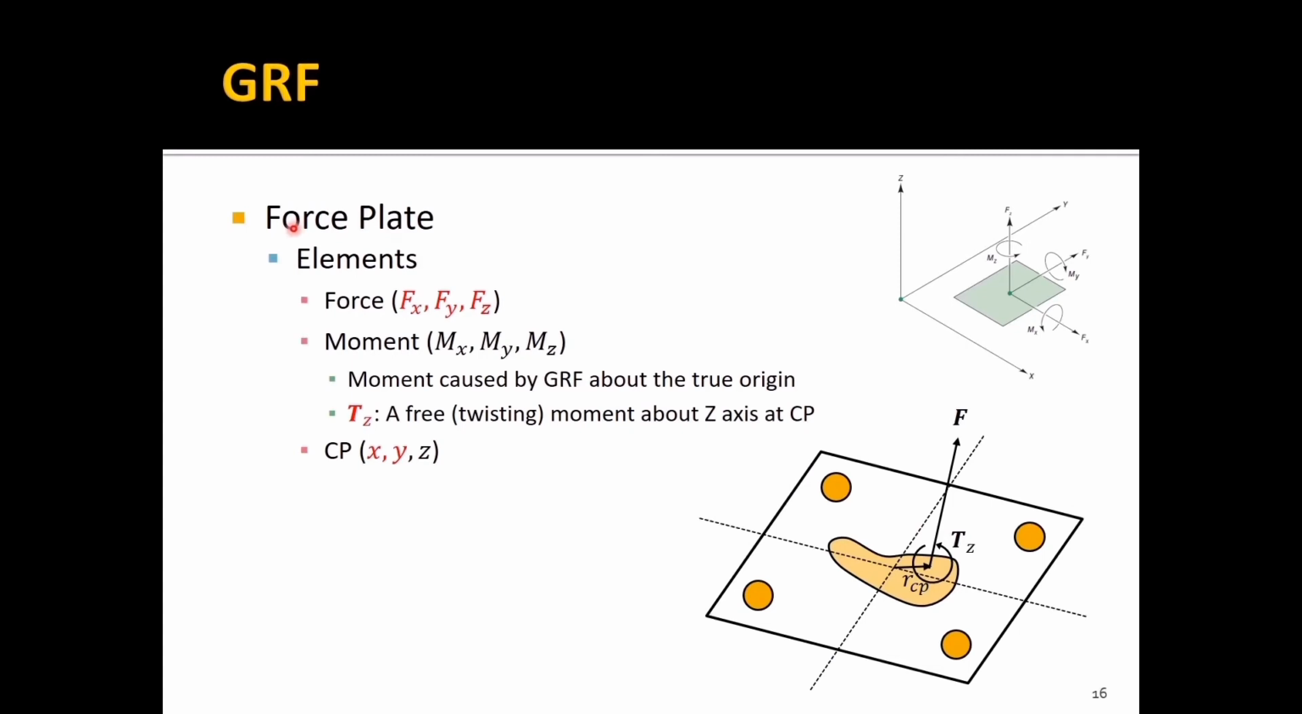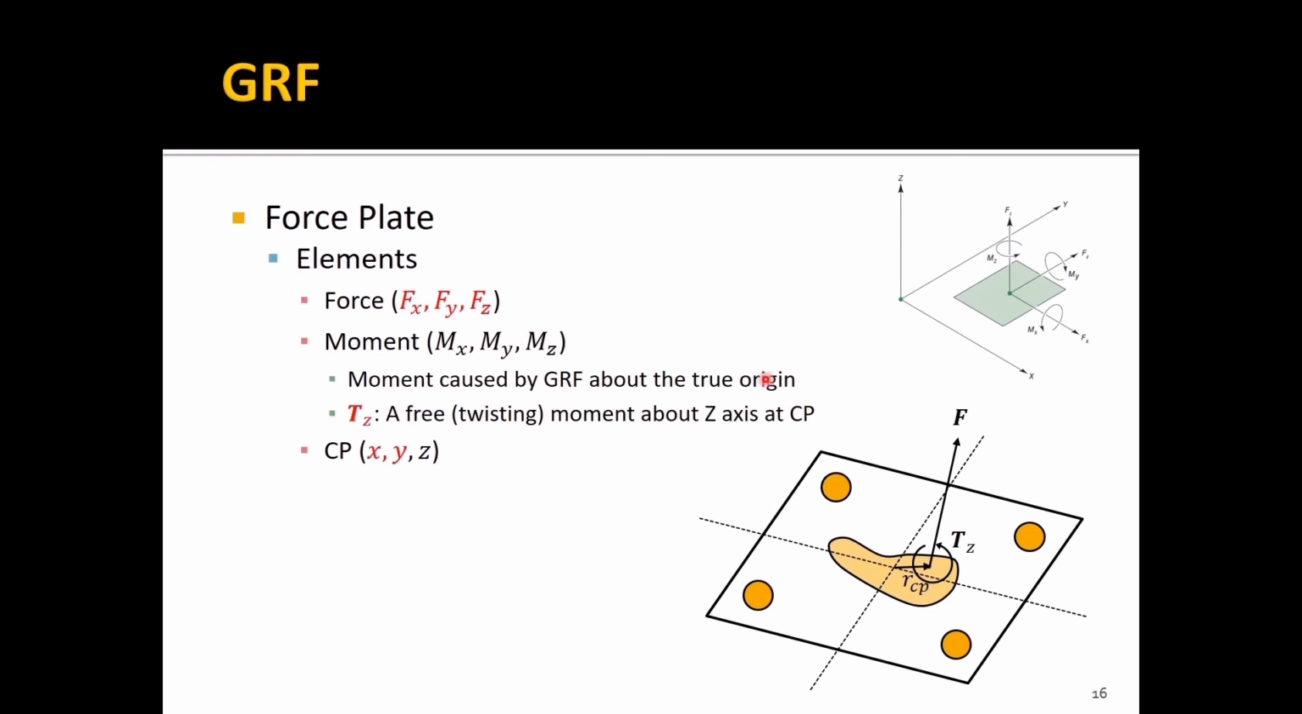Among the various force transducers, let's talk primarily about the force plate, because the force plate is the most commonly used force transducer in the field of biomechanics. There are a total of 10 elements in the force plate. Fx, Fy, Fz, three components of the ground reaction force. And then moment components, Mx, My, Mz. This is a moment caused by ground reaction force about the true origin.